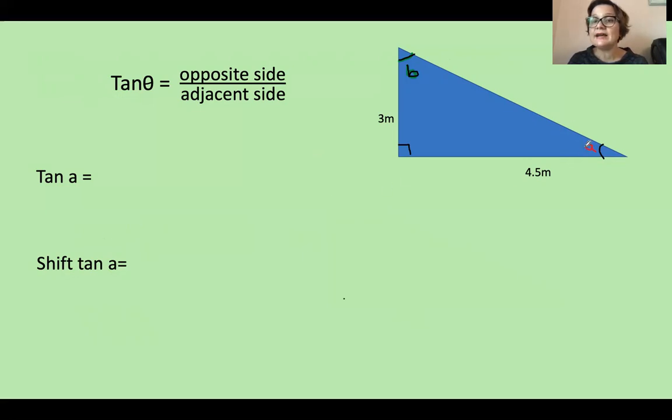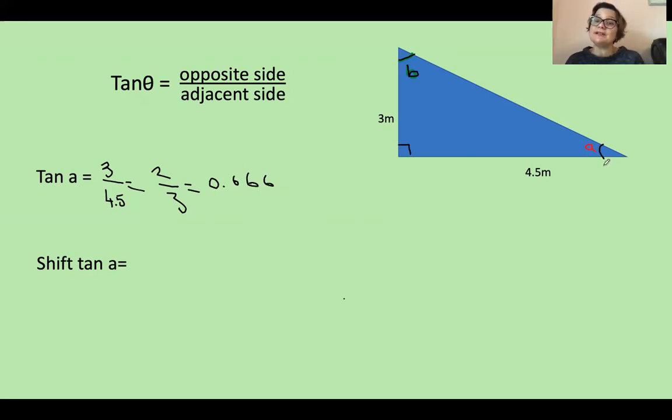Now, let's find the size of angle A. We know both sides. We know the opposite side that is 3 meters and the adjacent 4.5 meters. So tangent A equals 3 over 4.5. And so the answer is going to be 3 divided by 4.5, which is 2/3, or 0.666.